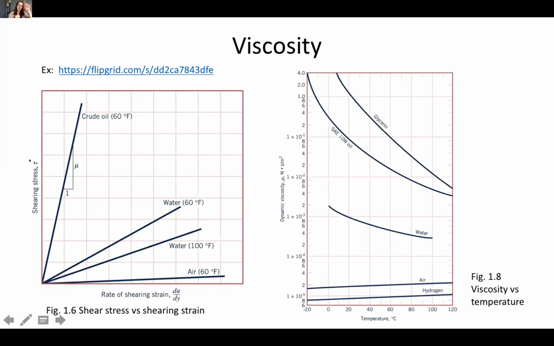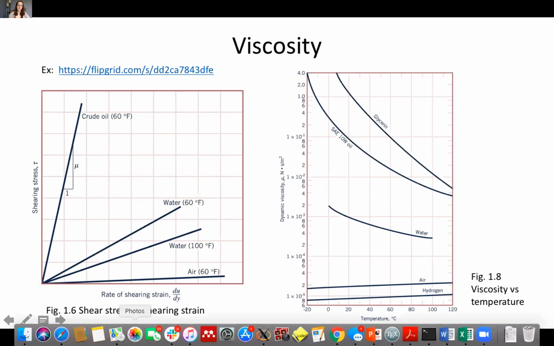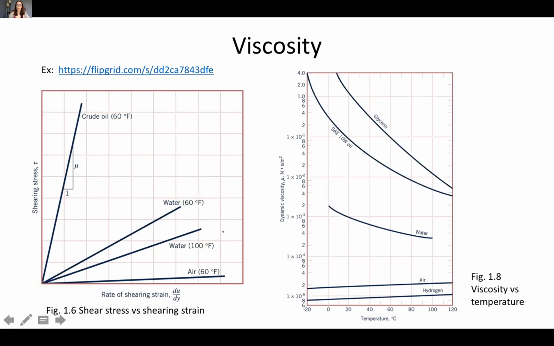So if you think about our formula, tau equals mu times du dy, the slope of these different lines for these different fluids is mu, right? So here for crude oil, we've got a very high viscosity because we've got a very steep line, right? So high slope. Water has got an intermediate value. If we heat water up, it gets less viscous, right? We get lower slope. And then air has got an even lower value.